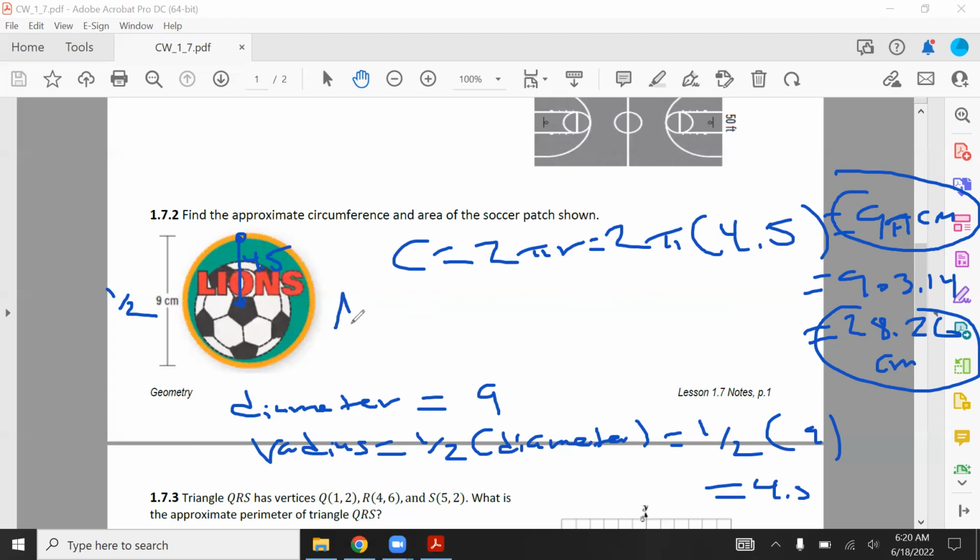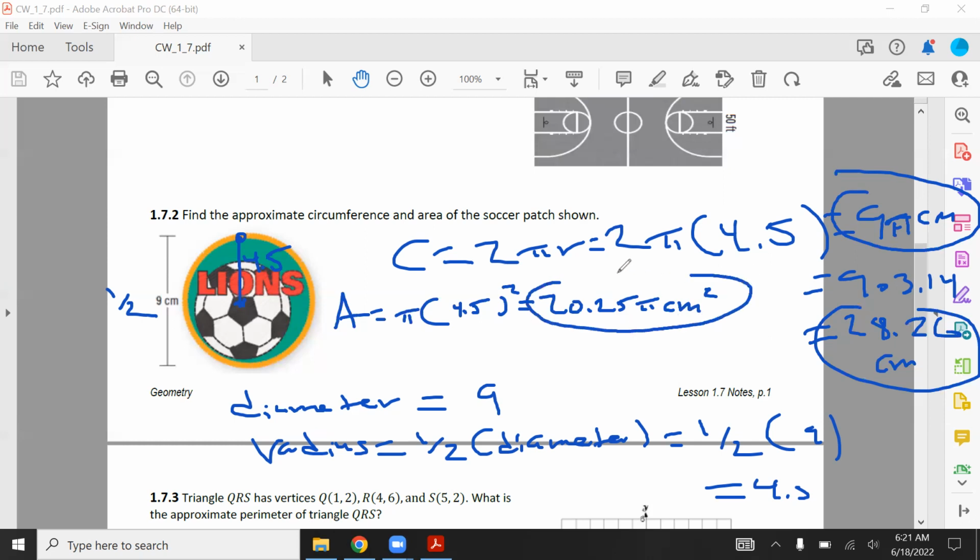And then the area is pi r squared. And for this, I need a calculator. 4.5 times 4.5. That's 20.25 pi. And I'll just leave the answer in terms of pi there. So yeah, that's pretty simple. Hopefully it's not too hard.